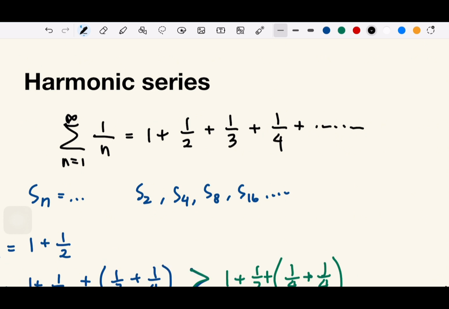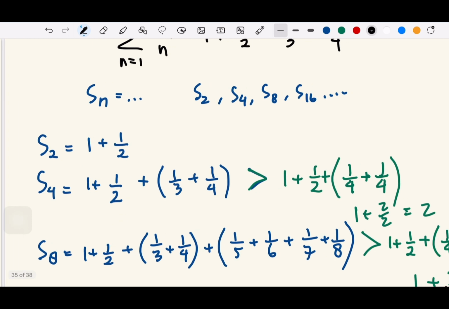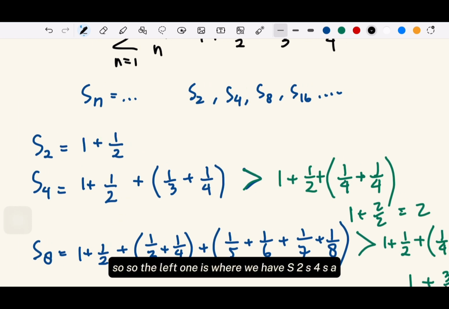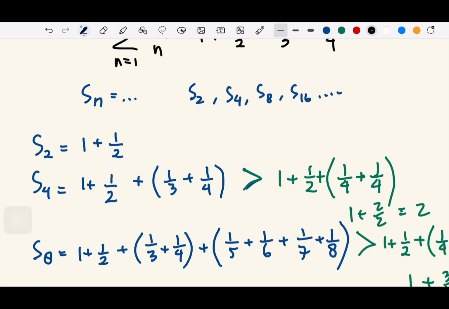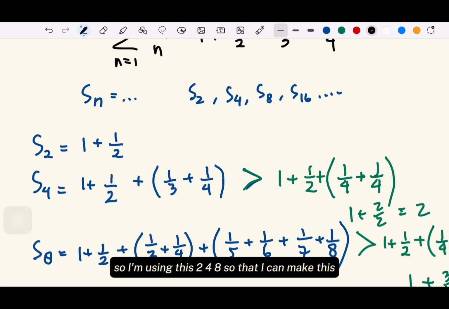Why harmonic series? So the left one is where we have S2, S4, S8. What I did is, I want to compare with some numbers, but I will change all the terms here with the smallest terms. So we can make it smaller here, so for sure that this will be bigger. So I'm using this 2, 4, 8, so that I can make this half, and then later also half, half, and then it's easy to compare.